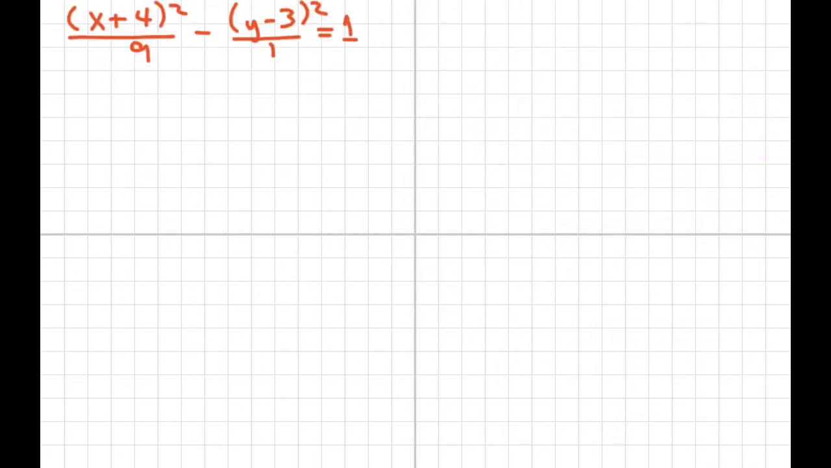Okay, so the next one, I'm going to go a little faster. My center is negative 4, comma 3. So we go negative 4, 1, 2, 3, 4, up 3. And then I look under my x. This is my x part. Take the square root of 9.